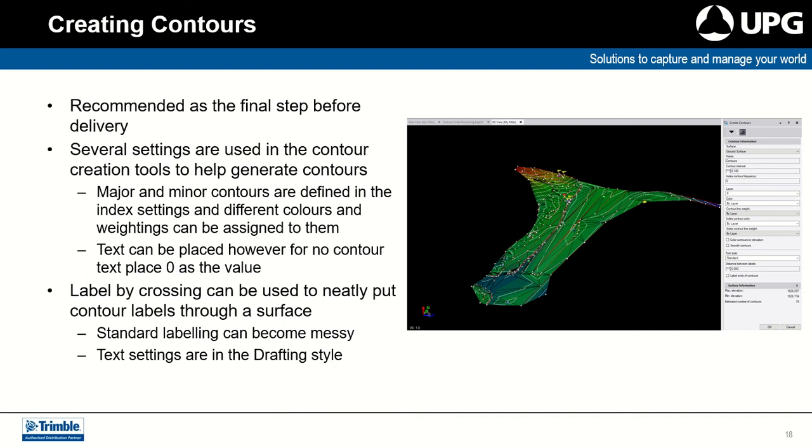This will mean that there are no labels put in your contours once they're automatically generated. You can add labels later. There is a label by crossing, which can be used to neatly put labels in. However, if you put a distance in here, you'll find that labels will be placed all over the place, and for particularly small jobs, this can get very messy very quickly.